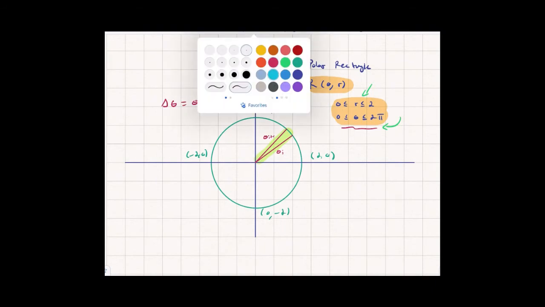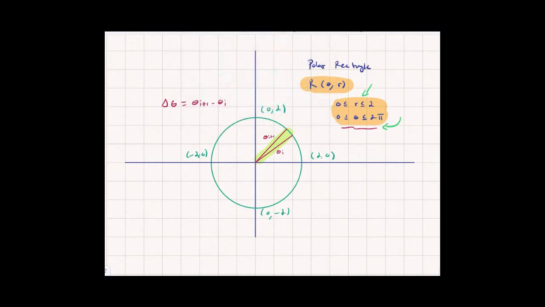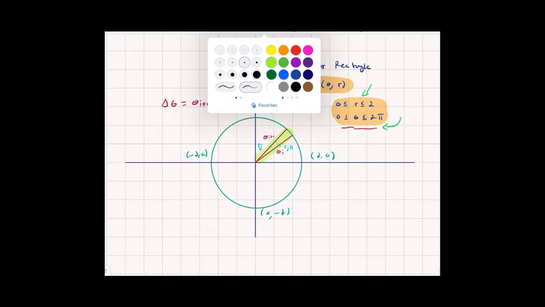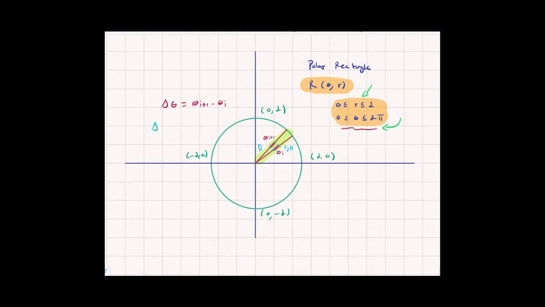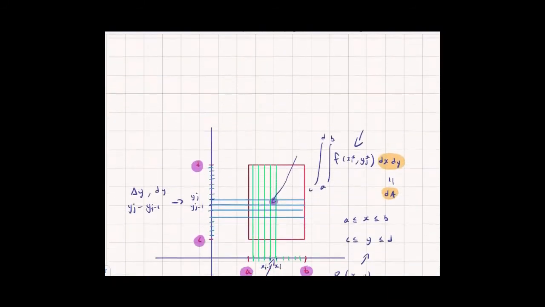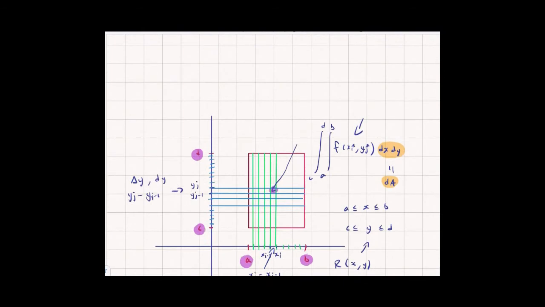Then what about the r's? The r's are going from 0 to 2, and at each point I can stop. So like here, this is say r sub j, and then I go up a little bit more to r sub j plus 1, and this distance, which I'll try to do in maybe a highlighter color, this distance there, that is the delta r, which is r sub j plus 1 minus r sub j. And that corresponds to the delta y being y sub j minus y sub j minus 1.